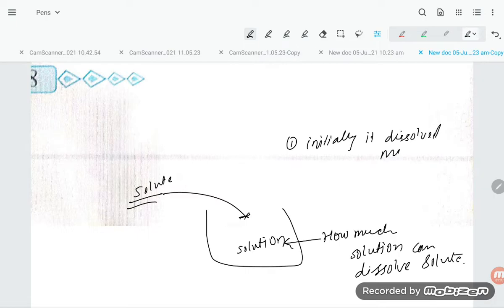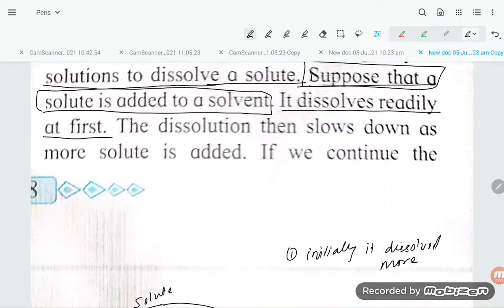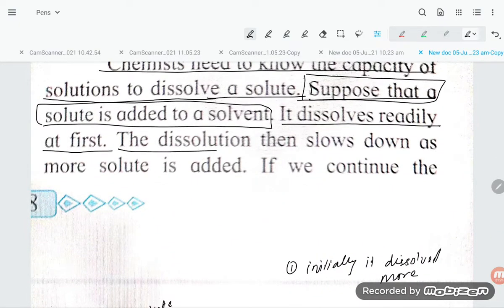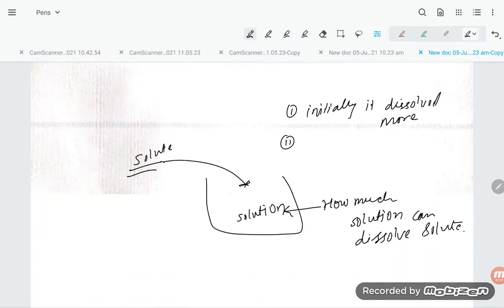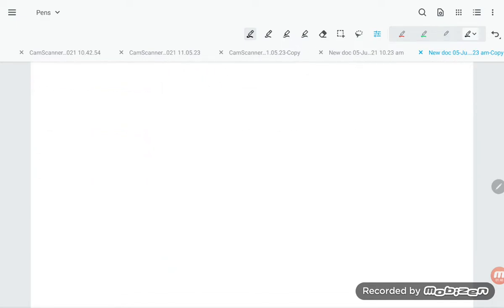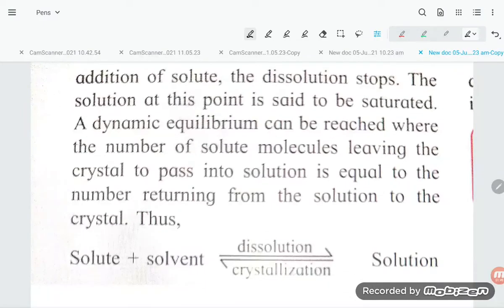Initially it dissolves more. After that, what is happening, student? The dissolution then slows down as more solute is added. If we continue, on addition of the solute, the dissolution stops. If you are adding more, dissolution stops.